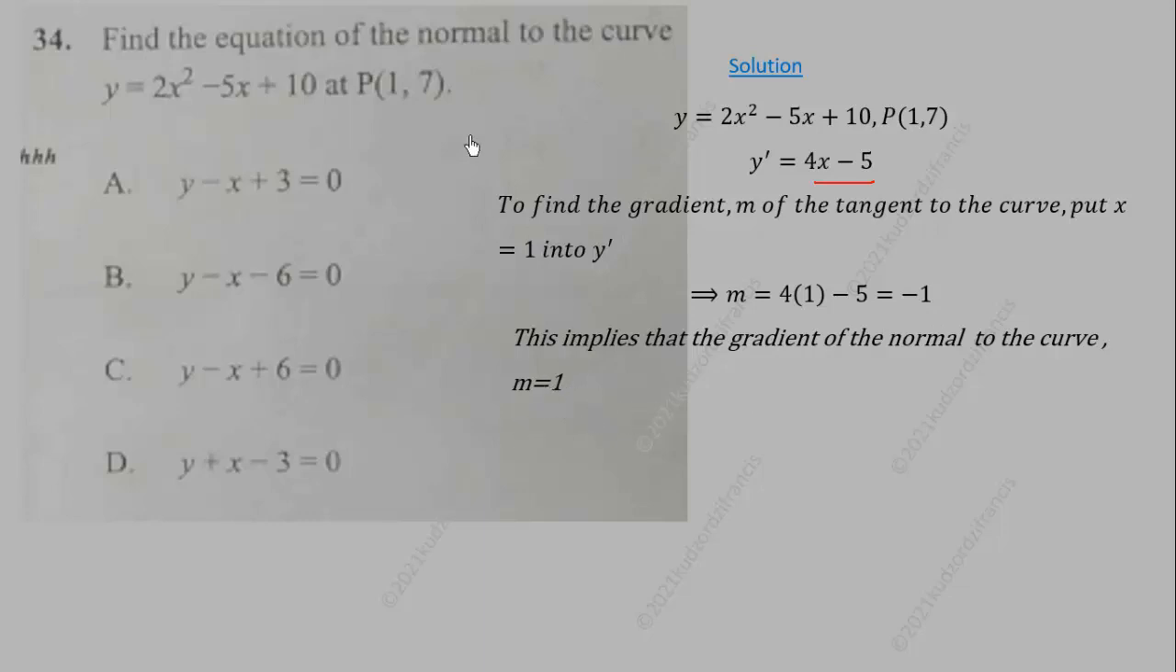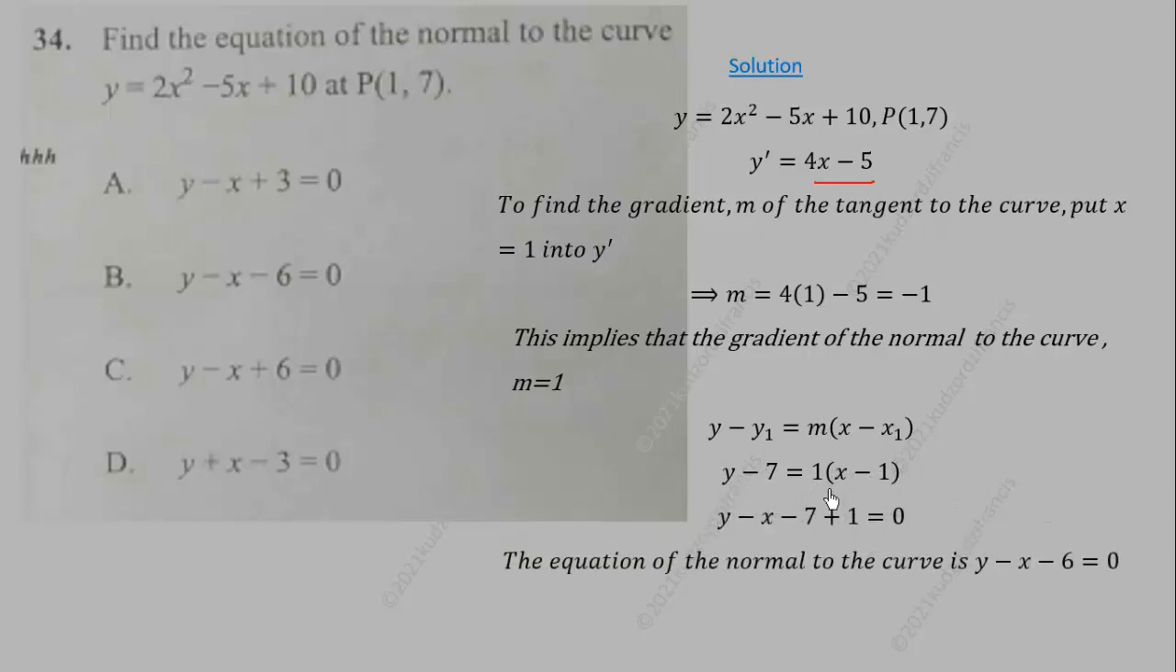So we use this gradient and the point 1, 7. So y minus y1, where y1 is 7 and x1 is 1, and the gradient of the normal is 1. So we substitute and simplify to get y minus x minus 6 equals 0, which is the equation of the normal.